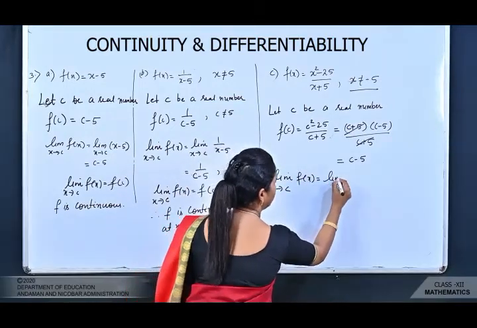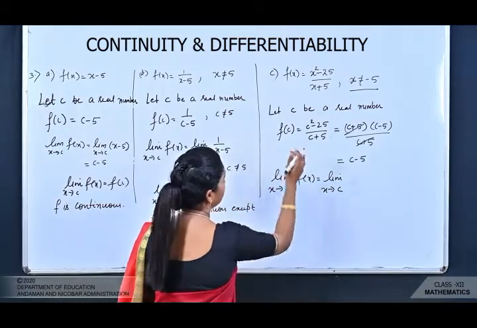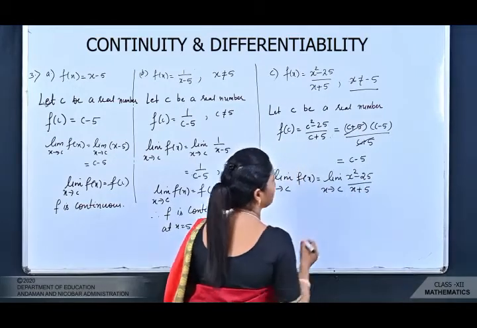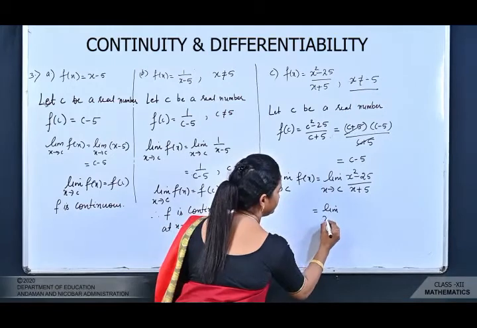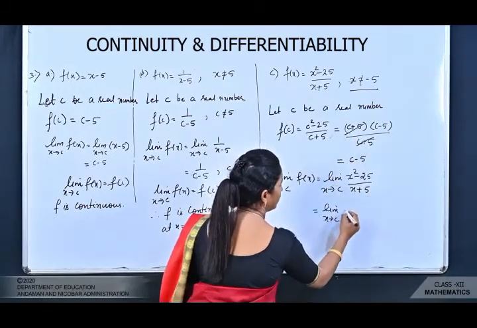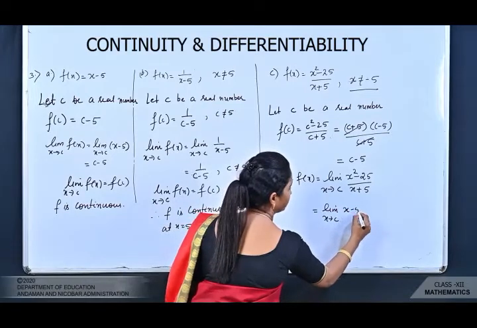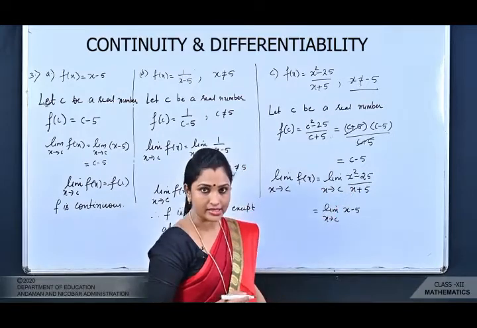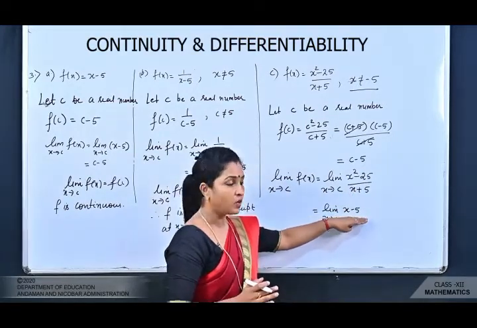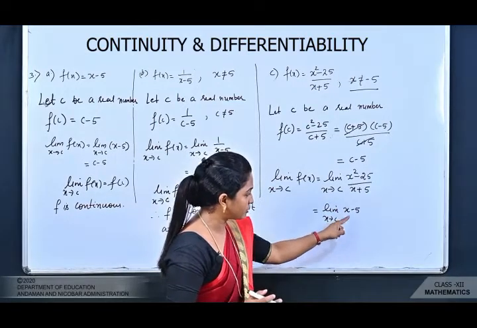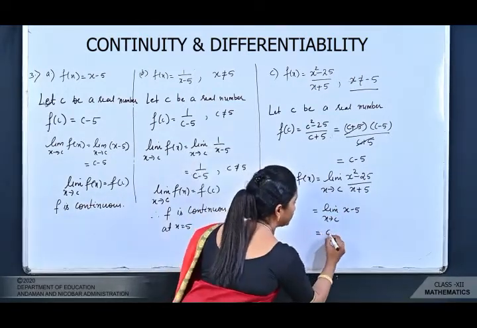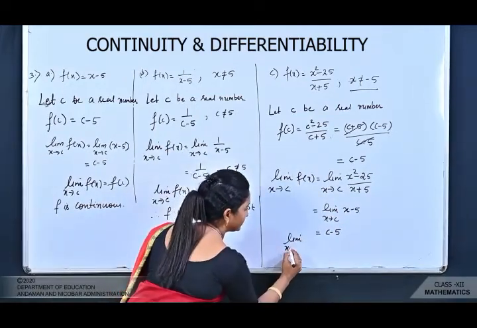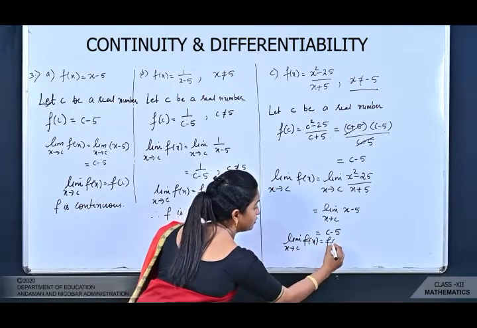Now the next part is you have to find limit x tends to c, f of x. Okay, so what you will do, limit x tends to c, what is f of x here? X square minus 25 by x plus 5. Again you will simplify, same procedure. When you simplify, you're going to get what? Only x minus 5. ठीक है, because x plus 5 and x minus 5 by x plus 5, the x plus 5 gets canceled out. The only left out part is x minus 5. What you're going to do now? You will substitute in place of x c. So you're going to get what? C minus 5. So you have proved that limit x tends to c, f of x is equal to f of c.